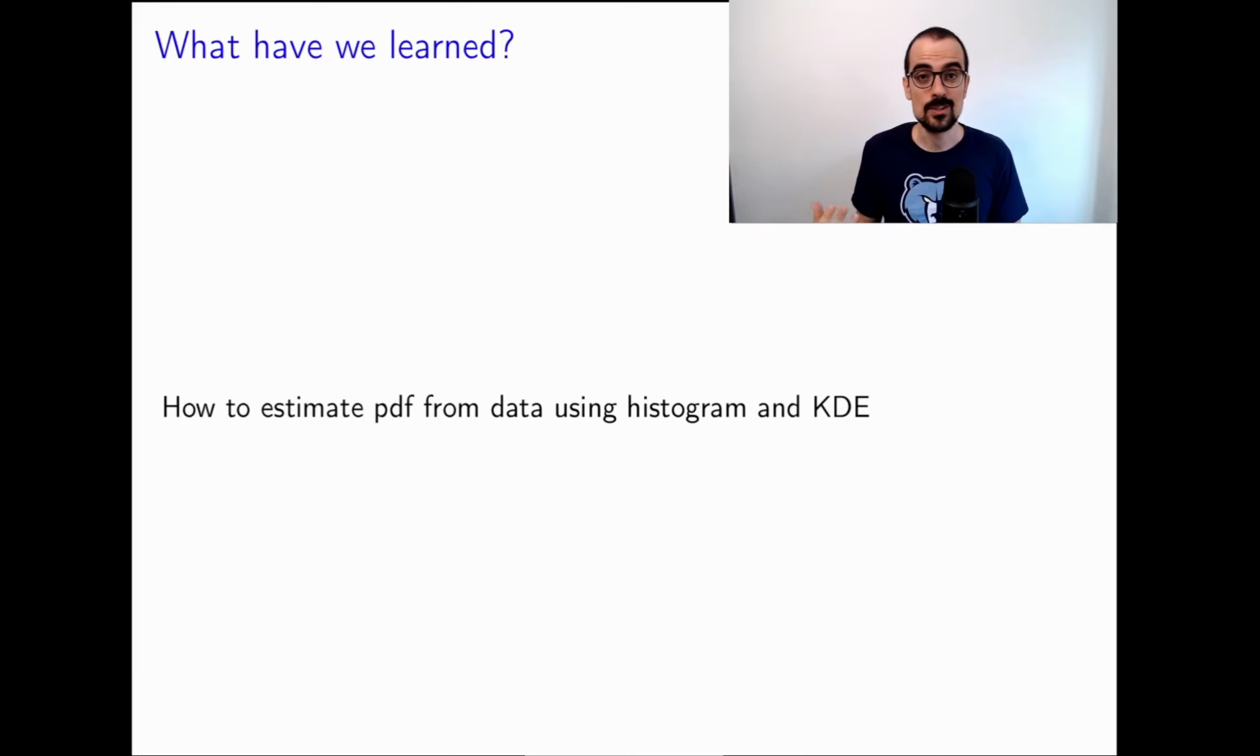Okay, so what have we learned? We have learned to estimate probability densities from data using the histogram, and then using a variation of the histogram, which is kernel density estimation, where we essentially center these boxes at each of the data points, and we can also smooth them out so that the influence of each data point decays as you go away from it.